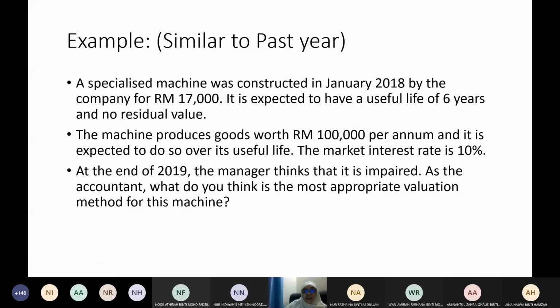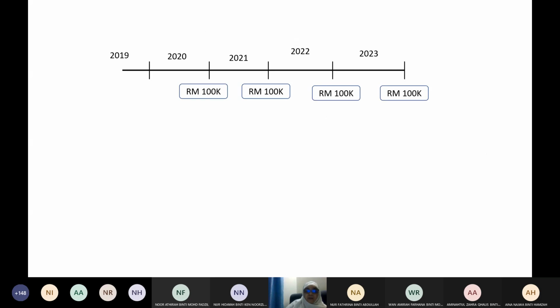All right. So it's actually very easy if you know what valuation technique to use. If you recall, this is related to finances, the present value of future cash flows. You want to calculate at the end of 2019. That means you constructed the asset at the beginning of 2018, and it has 6 years useful life. So you have used it up in 2018 and 2019. At the end of 2019, there are only 4 years left because you have already used it for 2 years.